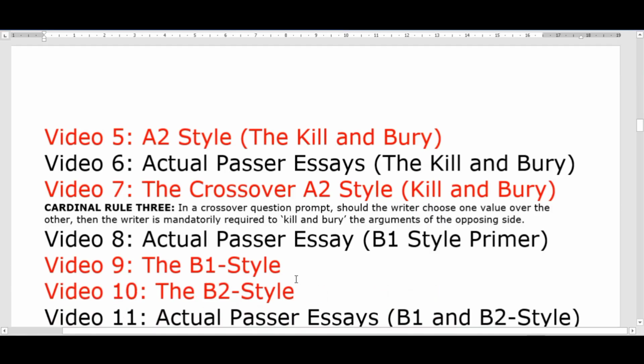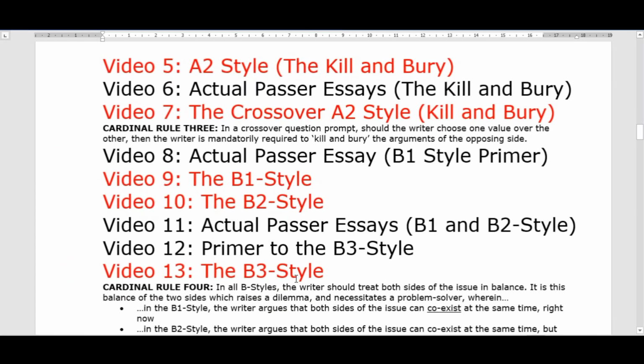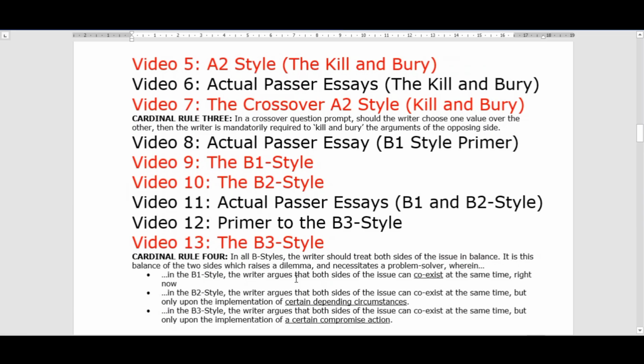Moving on to the next videos, from videos 5 to 13, we were now talking about the crossover question prompt. Crossovers by definition are essay questions where there are clearly two sides of the issue being mentioned. And so for the crossover, video number 5 talked about a variant of the A2 style, which is called the kill and bury. Remember, the kill is where you mention the arguments of the opposing opinion and then you kill these arguments. Now bury refers to the arguments of your own opinion, your own side of the issue.